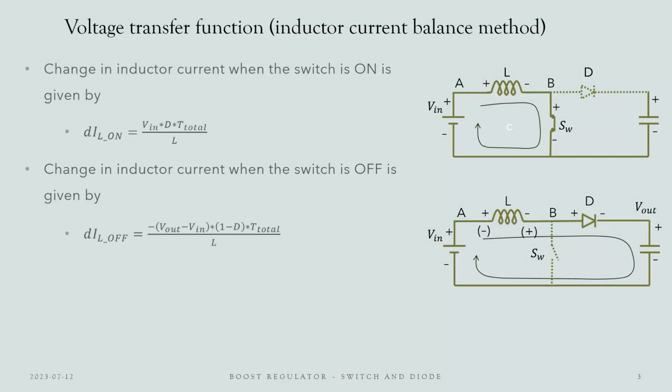Let us now look at the voltage transfer function using inductor current balance method. From our previous videos, we know that when the switch is on, change in inductor current is given as Vin into D into T total divided by L. When the switch is turned off, change in inductor current is given by minus of Vout minus Vin into 1 minus D into T total divided by L.